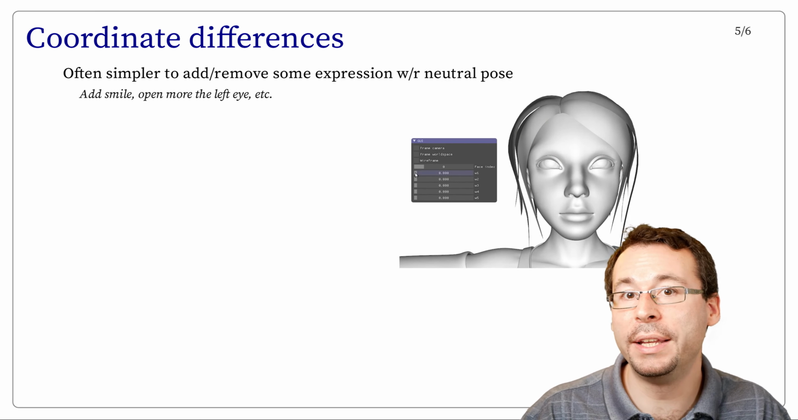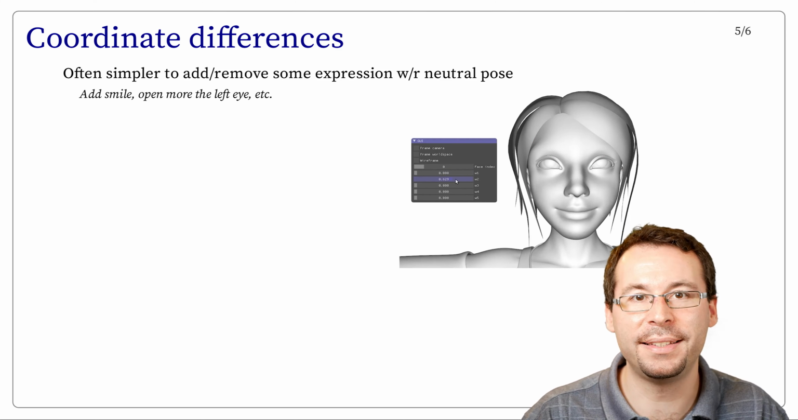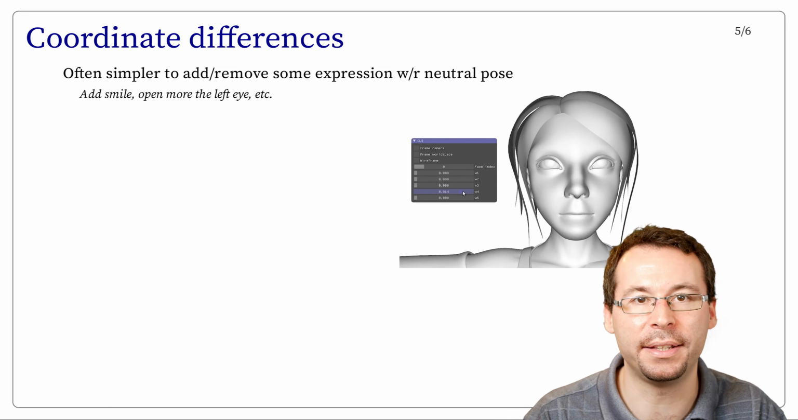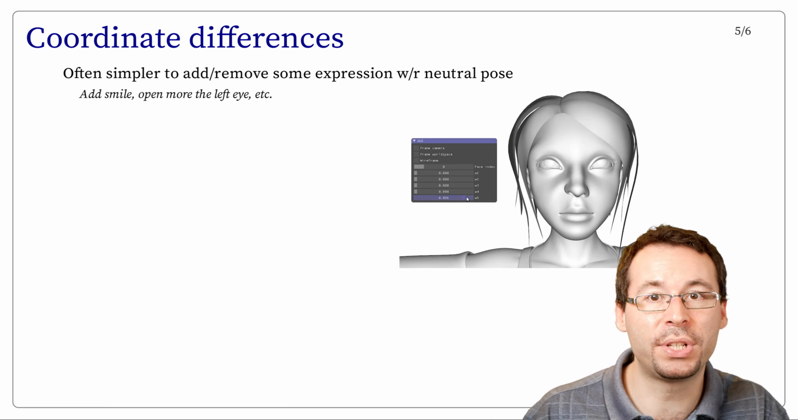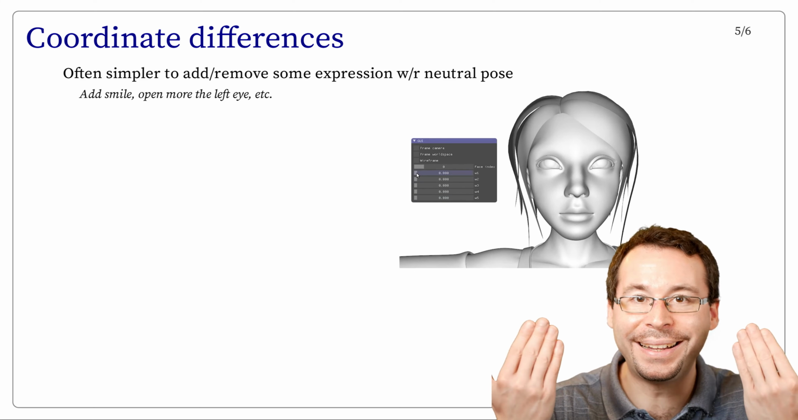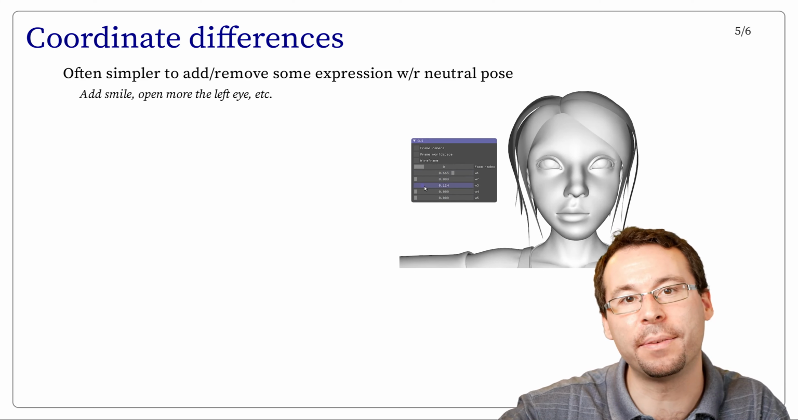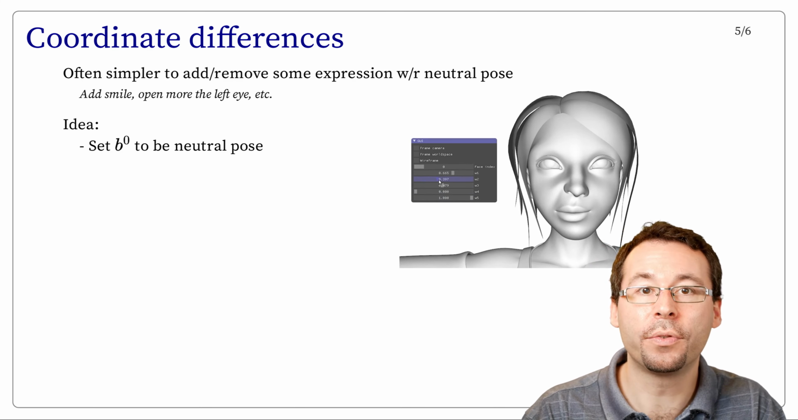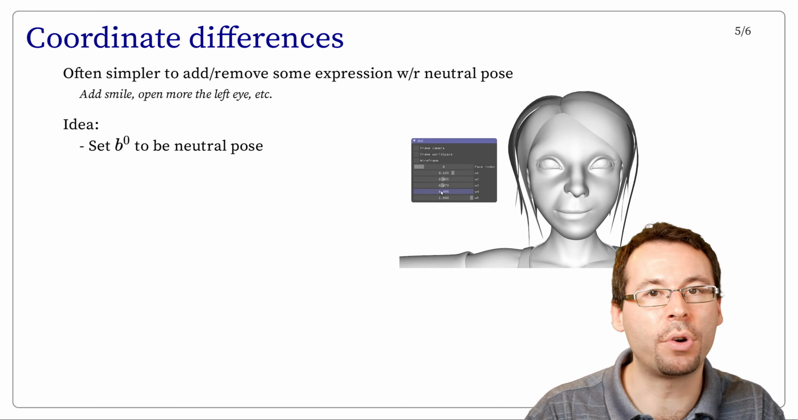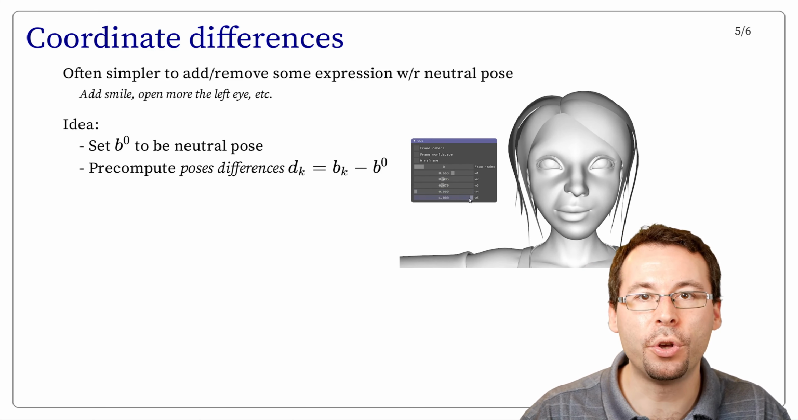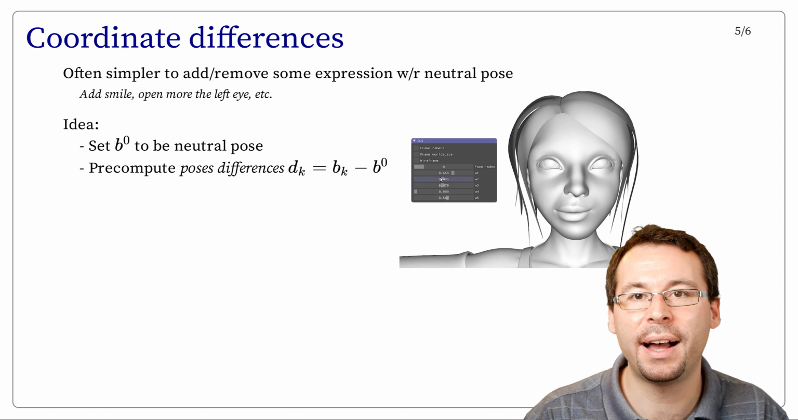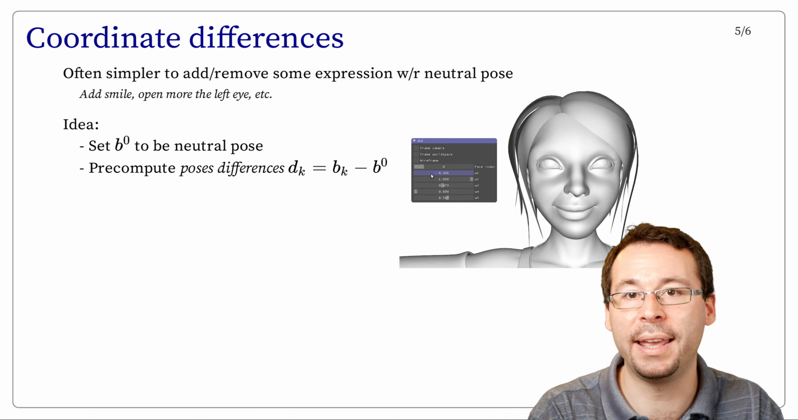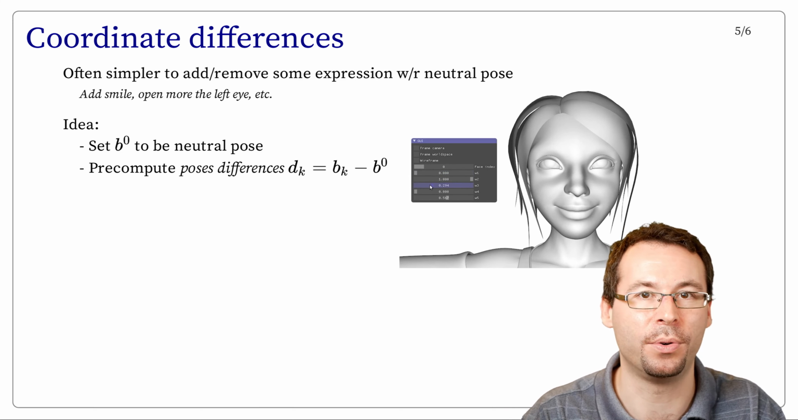Another often more intuitive way to work with blend shapes is to express it as coordinate differences instead of barycentric blending. Indeed, it's often simpler to start from a neutral pose and then add or remove some expression, like adding some smile, opening more or less the mouth, opening the left eye, and so on. So to this end, we consider b0 to be the neutral pose, and then we pre-compute the pose differences d_k as b_k minus b0, which are the position of the pose k minus the position of the rest pose.